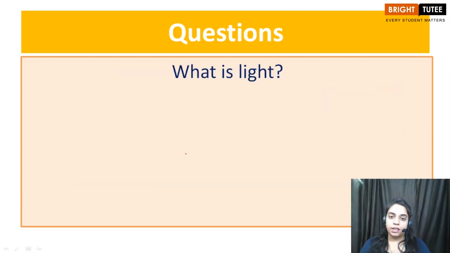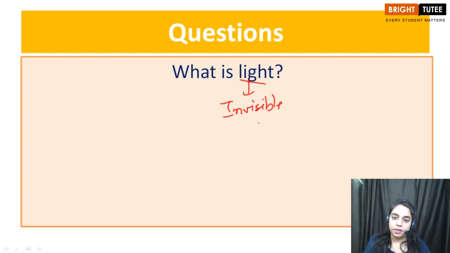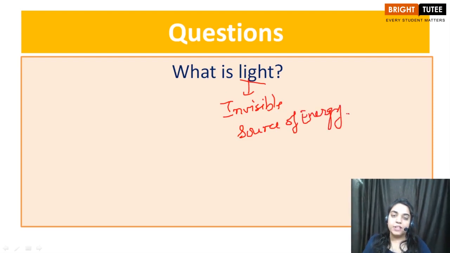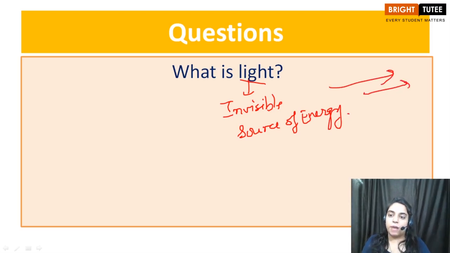Okay, the next question is, what is light? Children, we have discussed that light is an invisible source of energy, right? So what is light? Light is an invisible source of energy which travels along a straight path. Light is an invisible source of energy which travels along a straight line.